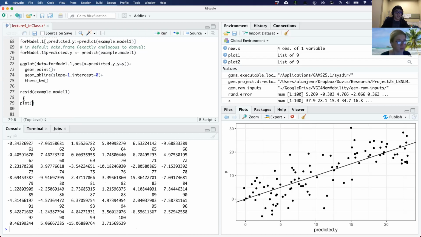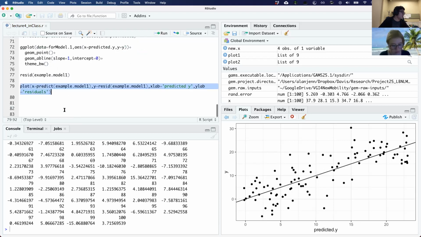So I'll use a default plotting method instead of the Ggplot version here. So I don't think I've really formally talked about any of the plotting approaches.